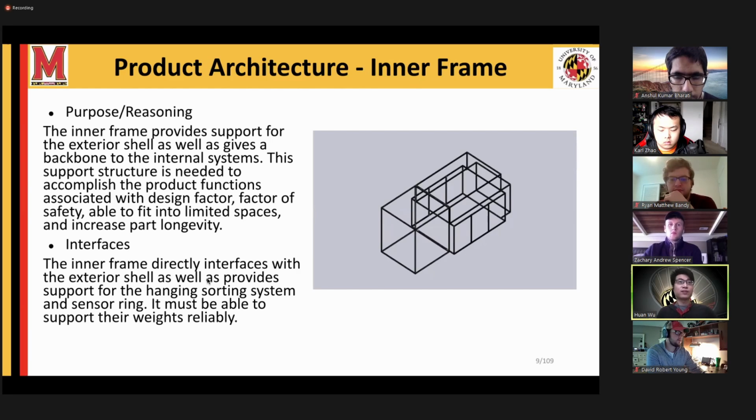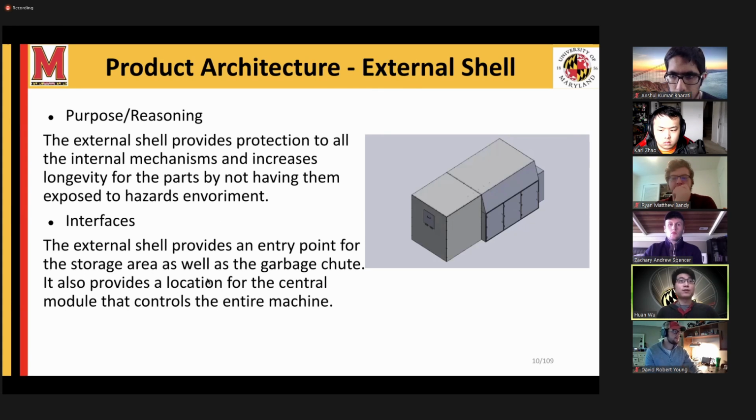The inner frame directly interfaces with the exterior shell as well as provides support for the hanging sorting system and the sorting ring. It must be able to support their weight reliably. The external shell provides protection to all the internal mechanisms and increased longevity for the parts by not having them exposed to exterior hazards. The external shell provides an entry point for the storage area as well as the garbage chute. It also provides a location for the central module that controls the entire machine.